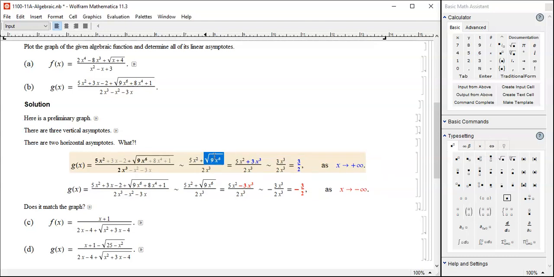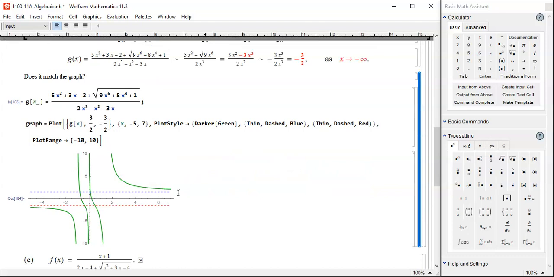Square root of 9 is 3, and then square root of x to the 6th power is x to the 3rd power. So we have 3x to the 3rd power. Do you see the highlighted part? Now, 5x squared is not important anymore because we have 3rd power now. So throw that away. And what's left is 3x cubed over 2x cubed, simplifying into 3 halves. That is a horizontal asymptote, right here in blue, 3 halves.